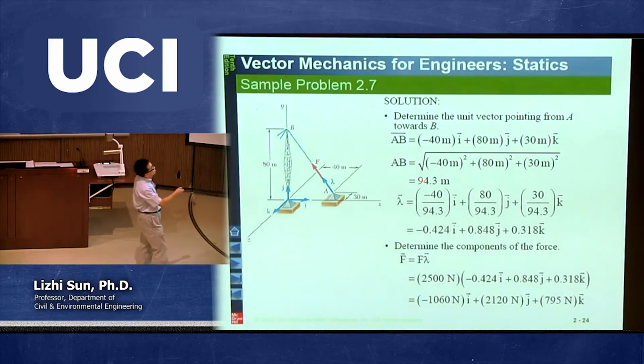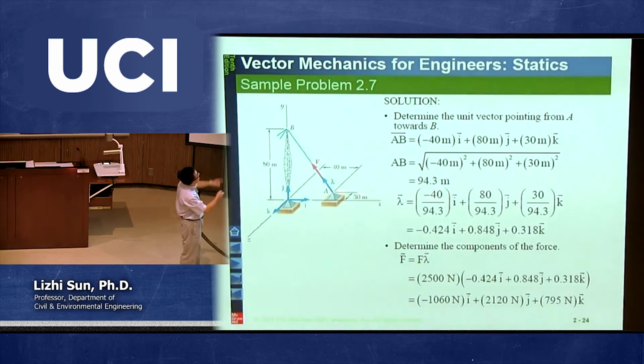So lambda should be equal to dx divided by d. So dx is x2 subtract x1. So x2 is 0, x1 is 40, so 0 minus 40, negative 40. Right? So that is dx, which is x2 subtract x1. This one is called dy, which is y2 subtract y1. y2 is 80, y1 is 0. So that's 80 minus 0, which is 80.